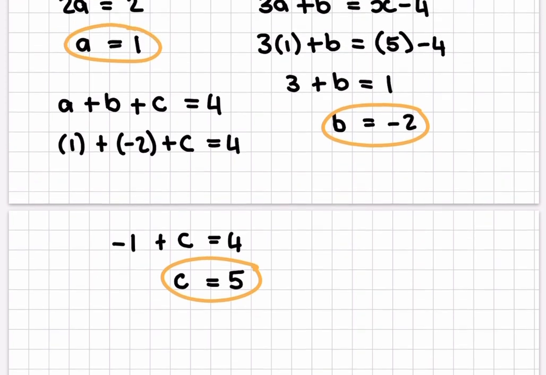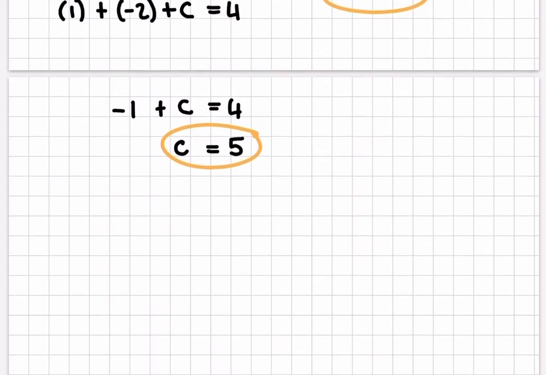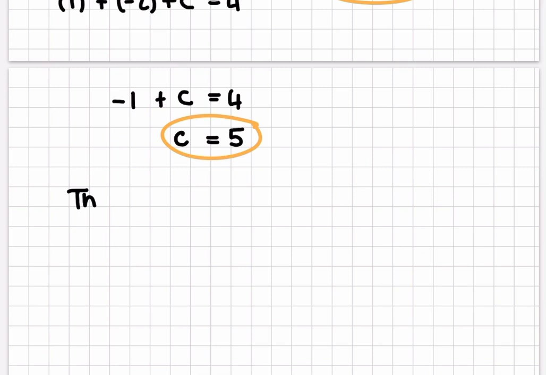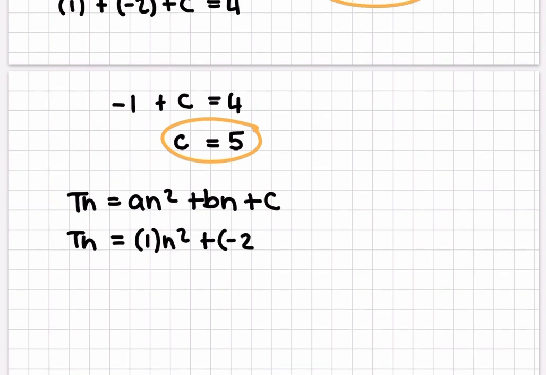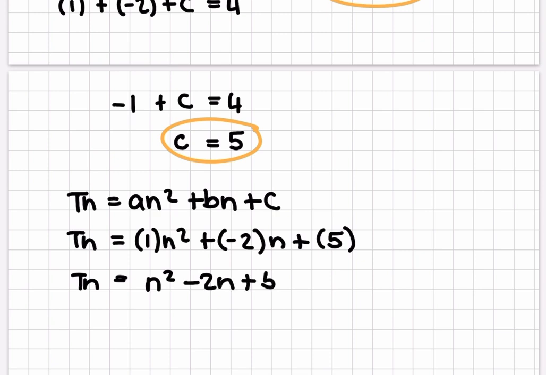Now we can sub a, b, and c into this formula. Tn is equal to an squared plus bn plus c. Tn is equal to 1n squared plus negative 2n plus 5. And the formula is Tn is equal to n squared minus 2n plus 5.